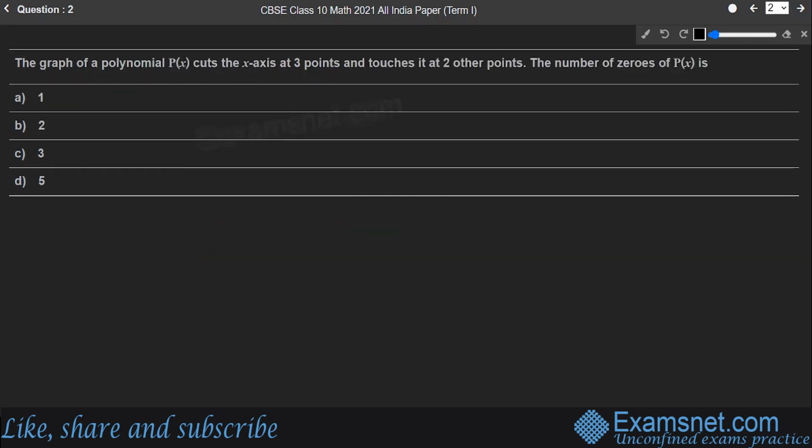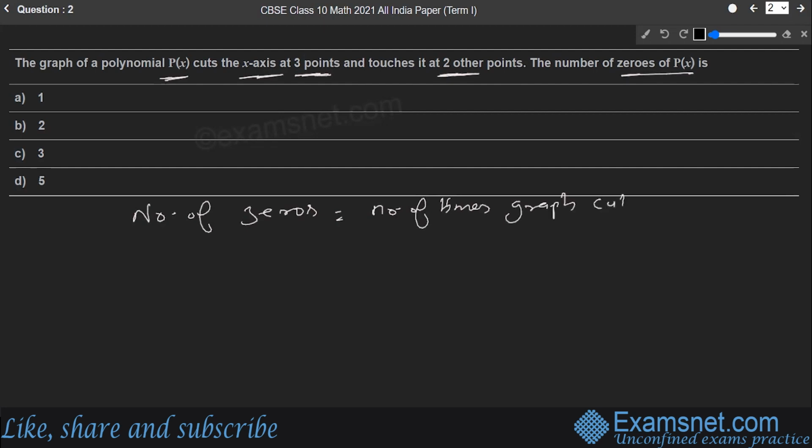Now, the graph of polynomial p(x) cuts the x-axis at 3 points and touches it at 2 other points also. So the number of zeros of p(x) is, okay. The number of zeros can be calculated by the number of times the graph cuts the x-axis, plus the number of times the graph touches the x-axis.